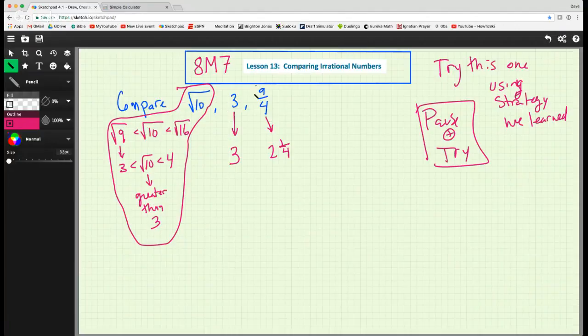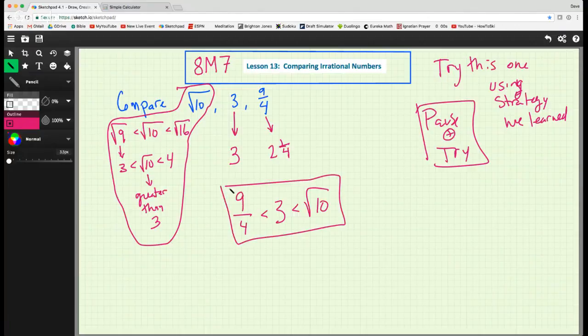Well, 3 is just 3, and 9/4 is less than 3 because it's 2 and change. So we can write 9/4 is less than 3 is less than the square root of 10. That's the order in value of these 3 numbers. It's really hard to look at these 3 numbers and compare them because they're in different representations. But I used my bracketing skills to see that this was between 3 and 4, this is between 2 and 3, and this is exactly 3. So that's how I came up with this order. And that's my bracketing strategy.